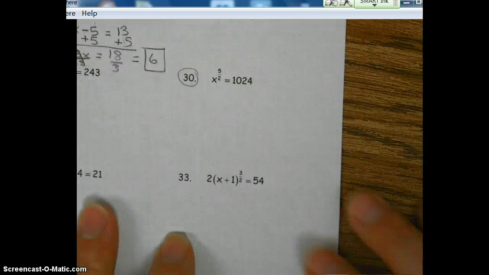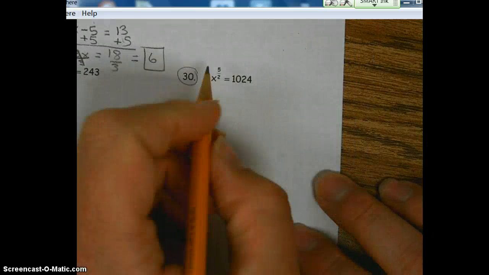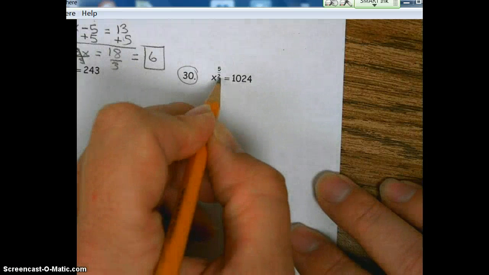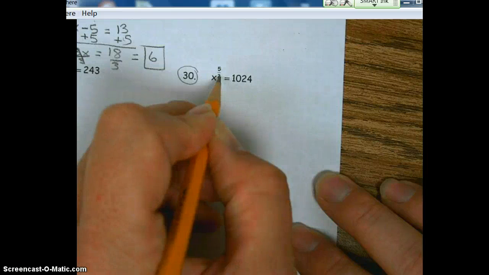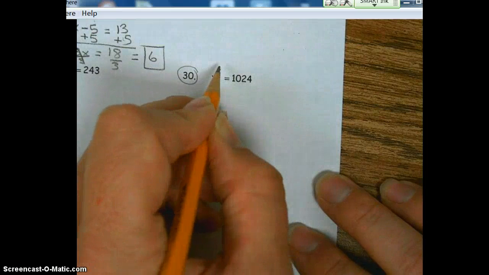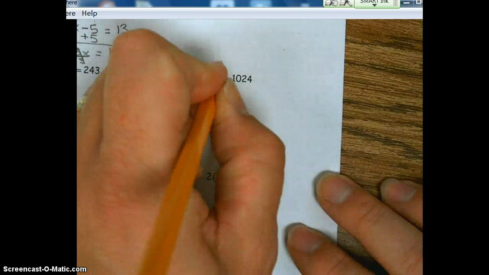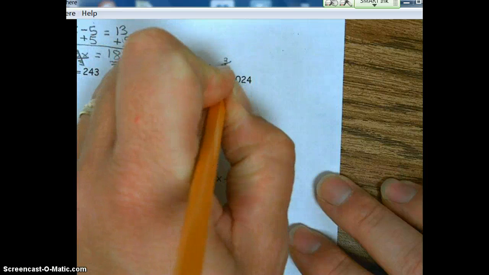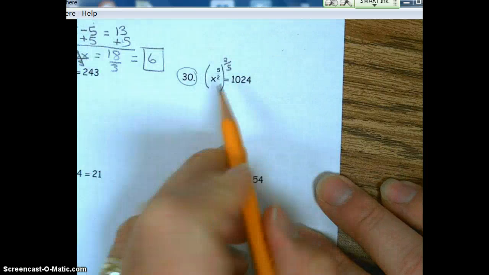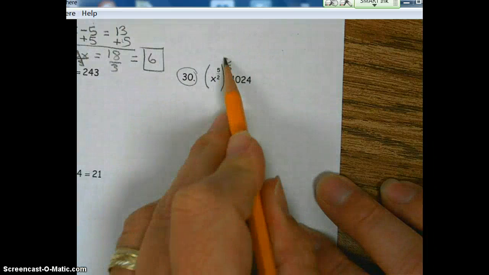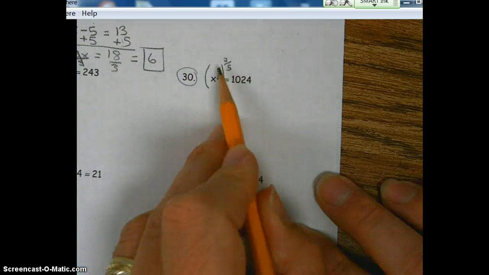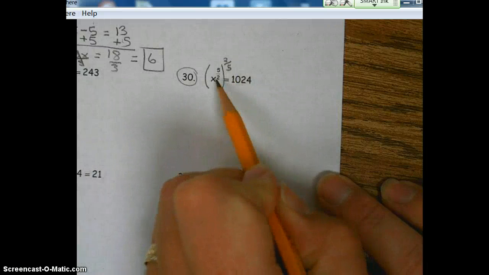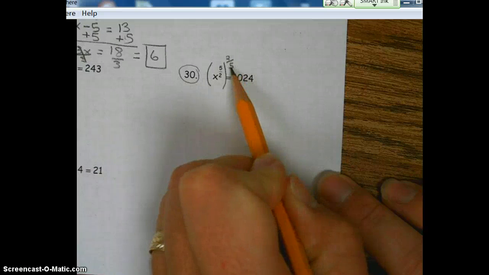All right, number 30. All right, so we have the fifth power and the second root. So to undo a second root, we need a second power. To undo a fifth power, we need a fifth root. So basically, we're going to go ahead and raise this to the reciprocal. And what do we get when we multiply 5 halves times 2 fifths? We get 1.